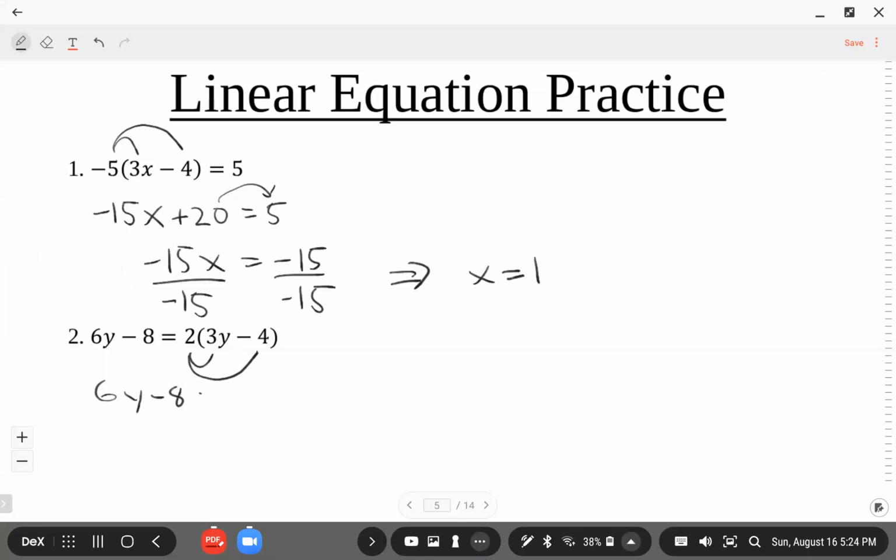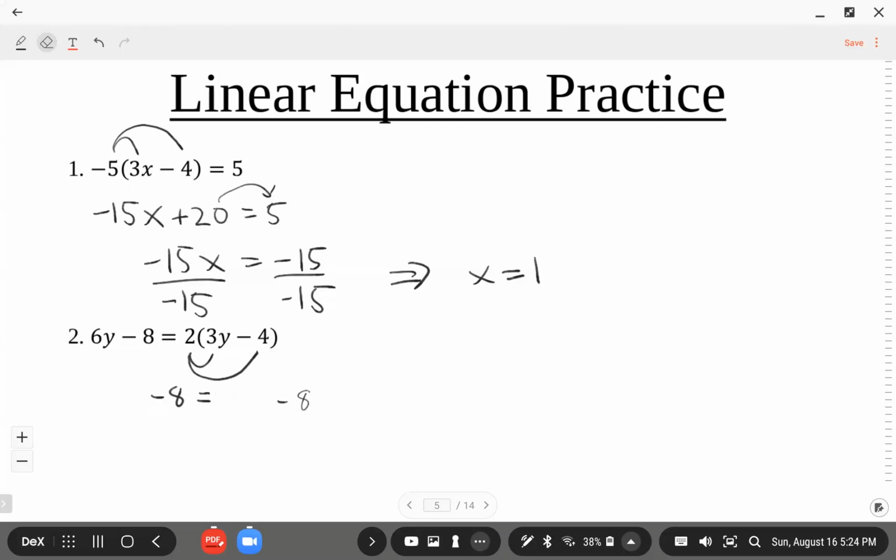So 2 times 3y, 6y, and then 2 times -4, -8, okay? And there we go. We have our first stage, okay? And you might notice that we have 6y and 6y on both sides, right? So if you have 6y and 6y on both sides, then they cancel out, right? They cancel out. You don't need them anymore, okay?